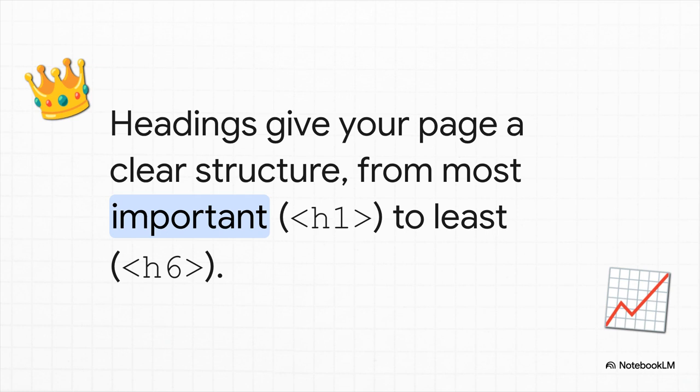So an H1 tag is for your main title, the most important thing on the page. Then an H2 is for a major section. H3 for a subsection, you get the idea. It goes all the way down to H6. This is how you organize your page for people to read and also for search engines to understand.